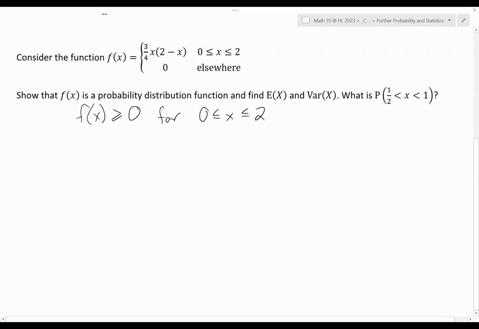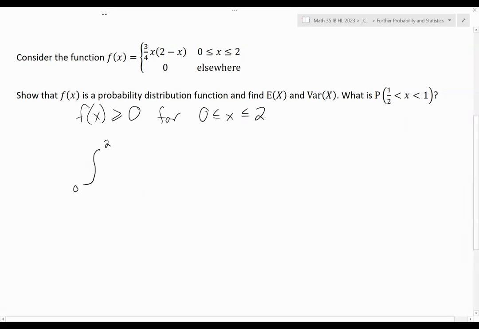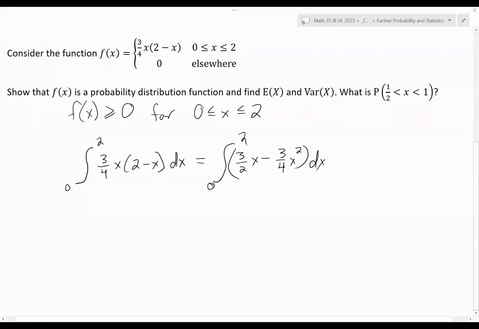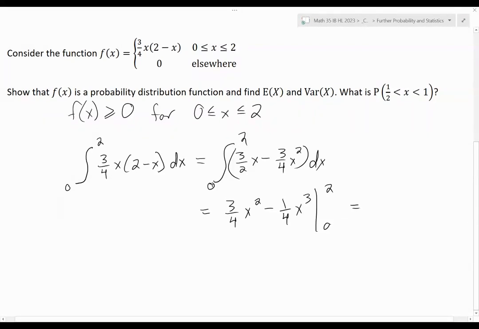But the other characteristic for it to be a probability distribution function is that the integral in this part of the quadratic, 0 to 2, of 3/4 x times (2 minus x) dx has to be equal to 1. This is slightly easier to integrate if I distribute. So I have the integral of 3 over 2 x minus 3 over 4 x squared dx, between 0 and 2. The antiderivative of this is therefore 3 over 4 x squared minus 1 over 4 x cubed, evaluated between 0 and 2. When we evaluate that at 2, we get 3 minus 2. When we evaluate it at 0, we get 0. So yes, this is in fact equal to 1.